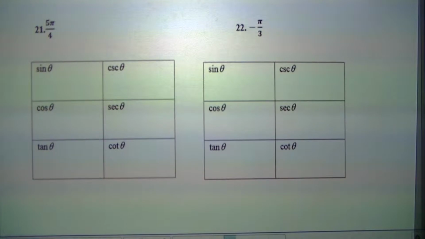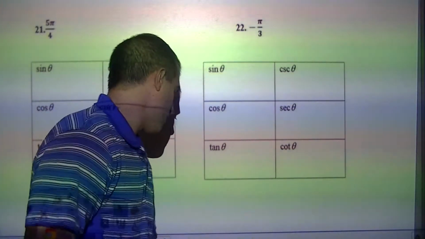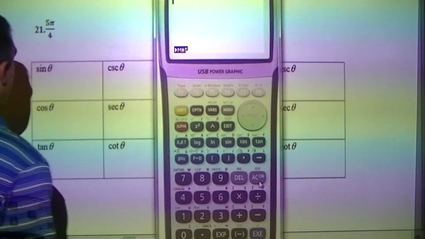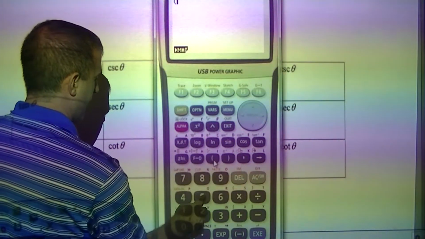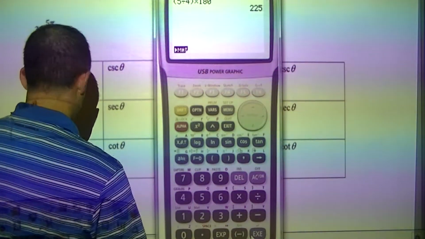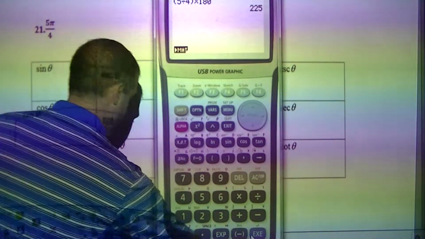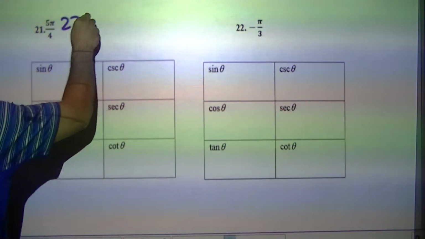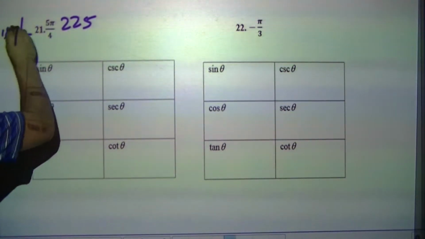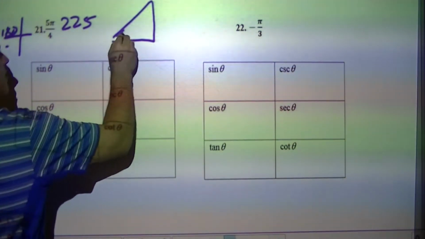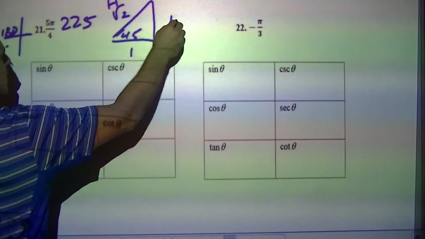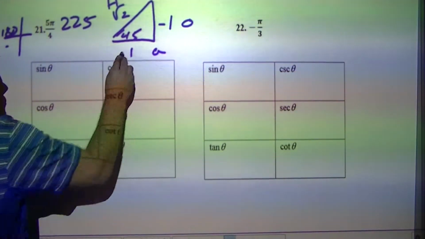Now, these are just radian conversions. So what I'm going to have to do here on this one, all right, is I'm going to take 5/4 times 180. 225. Okay? So 225. Okay? I'm down in this quadrant, so I'm going to 180. It's a 45-degree triangle. 1, 1, square root of 2, H, O, A. Both of those are negative.